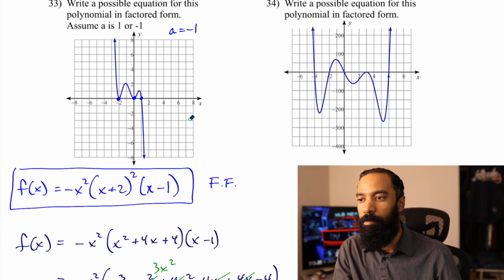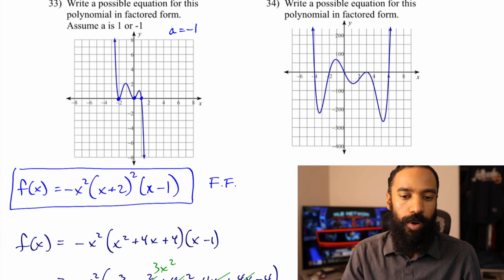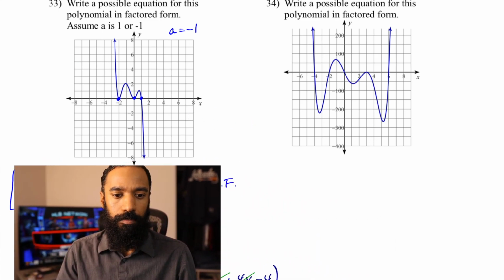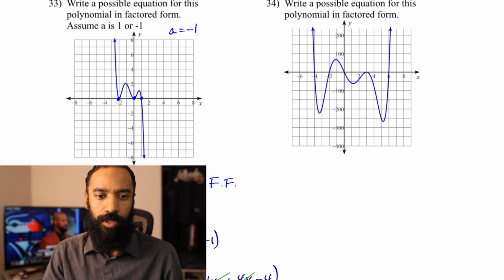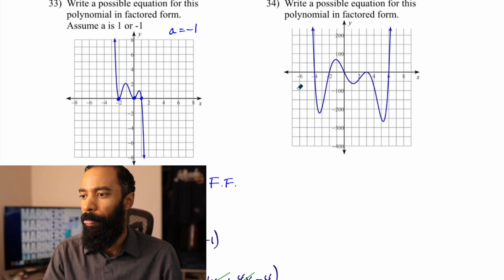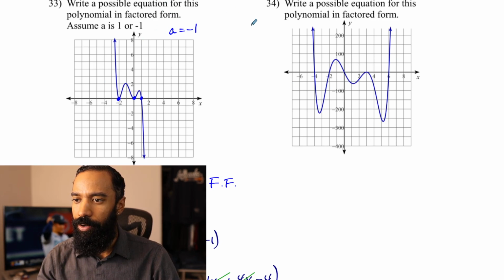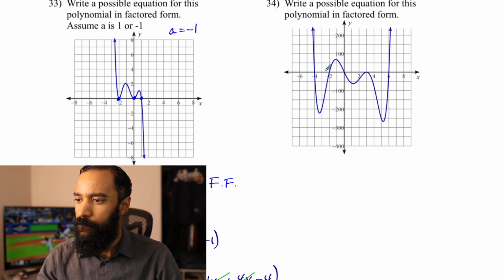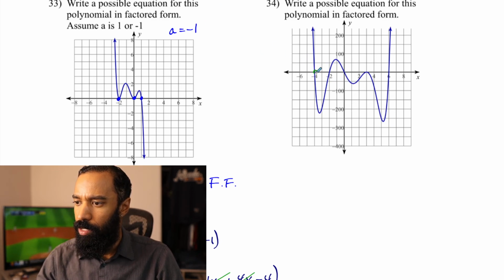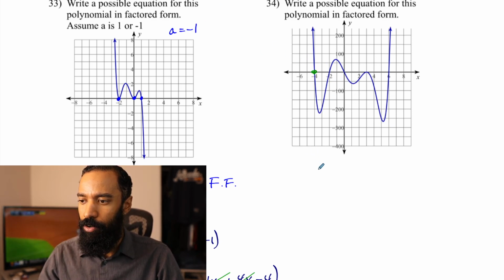All right, and last problem here before the 2-hour mark hits. Write a possible equation in factored form. Of course, I guess assume a is 1 or negative 1 once again. Same stuff. So right here, let's figure out our intercepts and their multiplicities. Let's use green. X equals negative 4 with a multiplicity of 1 means x plus 4 is a factor.